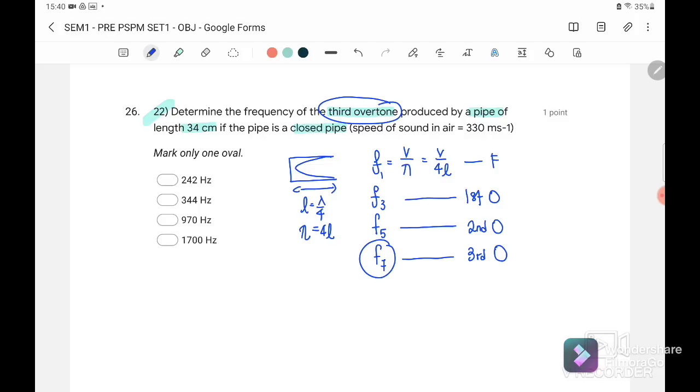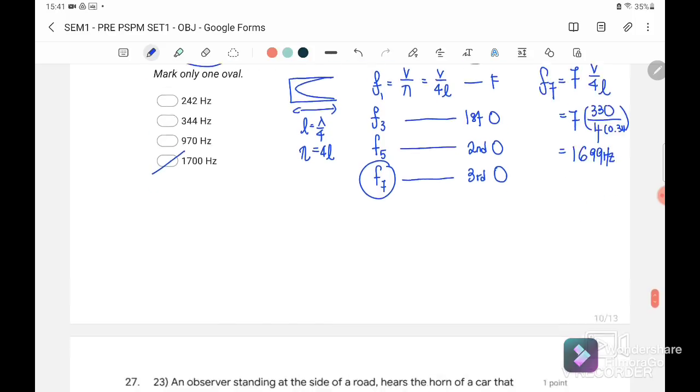Therefore, the 7th harmonic is equal to 7V over 4L. V is given as 330, the speed of sound, over 4L, where L is equal to 0.34 meter. So finally, for the third overtone or seventh harmonic, the frequency is equal to 1699 Hz. The answer is D, the nearest answer.